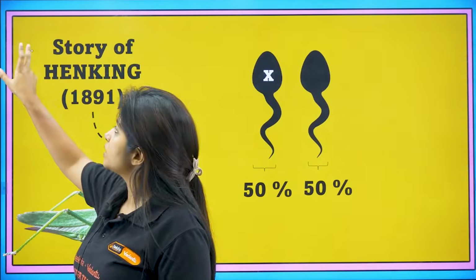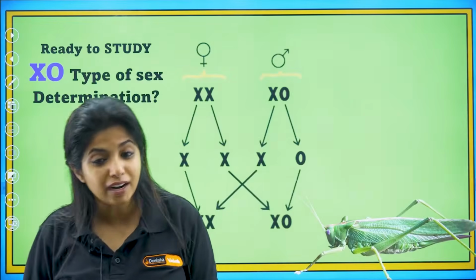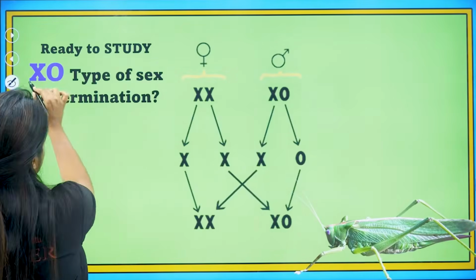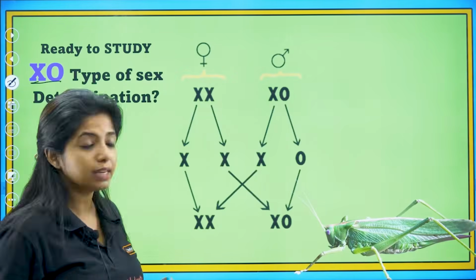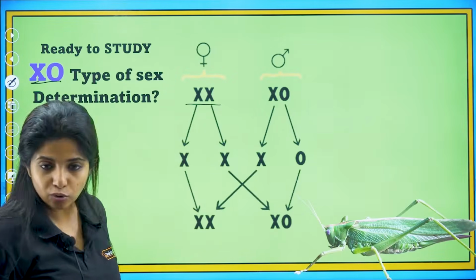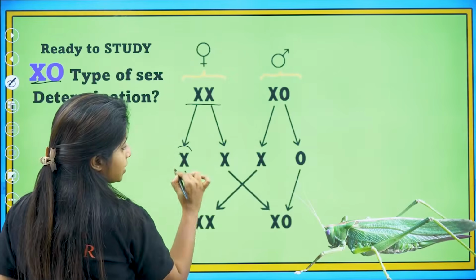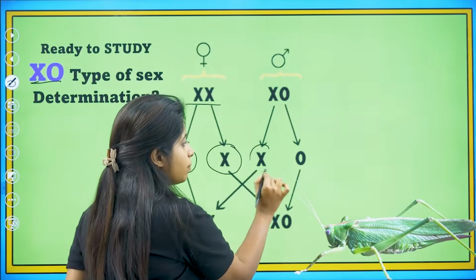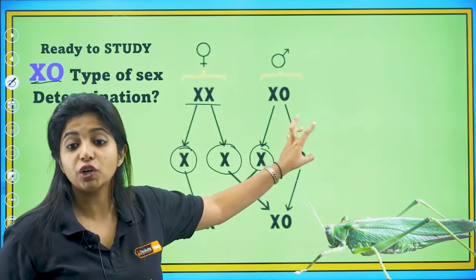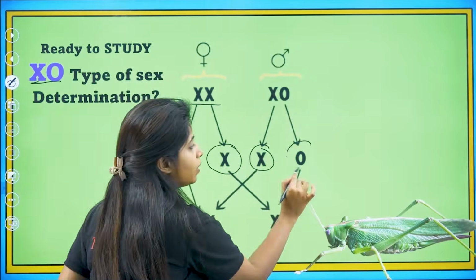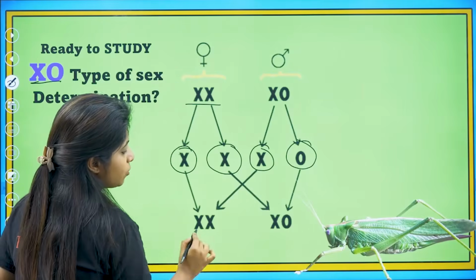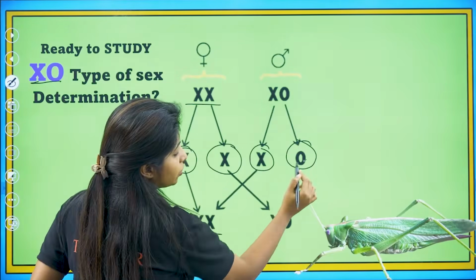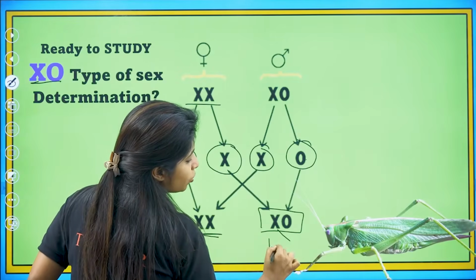He kept on doing his experiments, and that's when he realized that there are different types of sex determination. One such type is XO type of sex determination. Here the females have XX chromosomes, so they produce X in the gamete, X in the gamete, same thing. But in males, there can be either X or nothing, denoted by O. Suppose this and this come together, you get XX, the female. When this and this come together, you get XO.